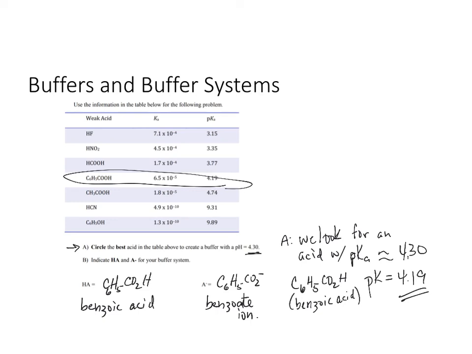There is more that we could talk about. I could show you buffer activity, but for now, let's just know this. If I have both members of a conjugate acid-base pair in solution, I will have a buffered solution. It will be resistant to large pH change, even with the addition of small amounts of strong acid or strong base. And the essential pH of that buffer will equal the pKa of the acid that we choose.